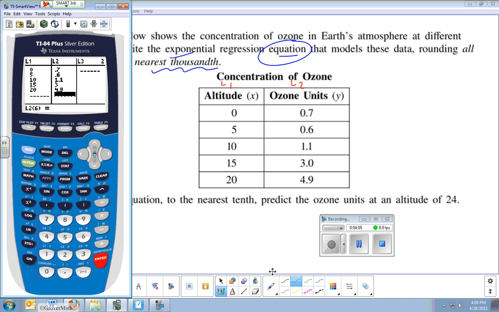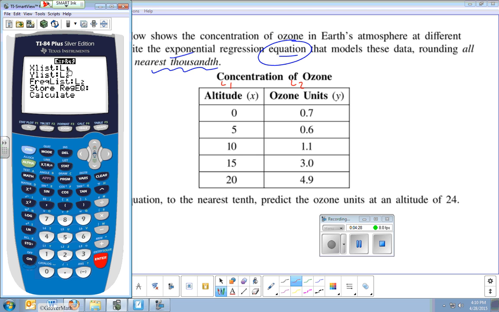All right, now stat, right arrow to the calc screen. We've done one variable statistics. That's not this. The previous video we did a linear regression. Again, that's not this. Exponential regression is what we want. So we need to scroll down to exponential regression, which actually might be 0. And so yeah, you could just hit the 0 key and jump to it. But that's our exponential regression.